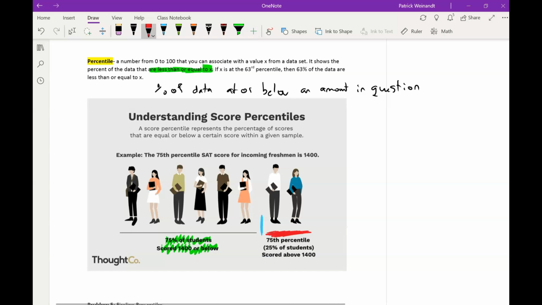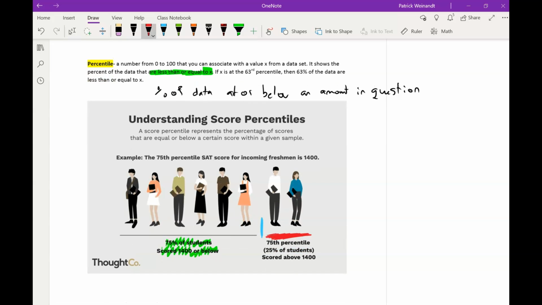So the 75th percentile is the higher scorers. They scored above 1,400 points on that SAT. So, finding percentiles, I guess actually a little bit before we move on.